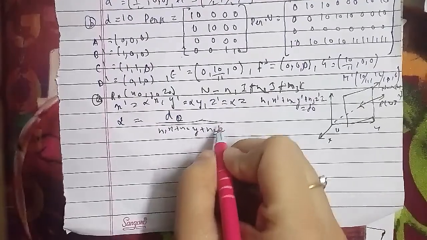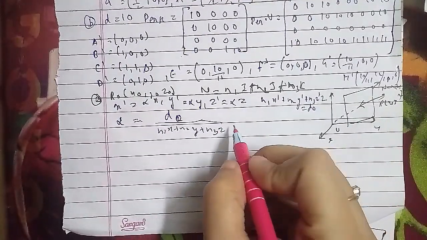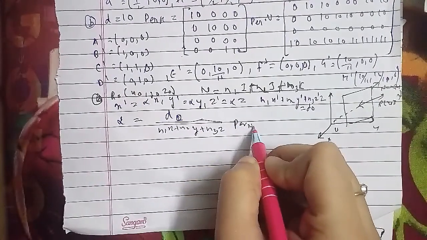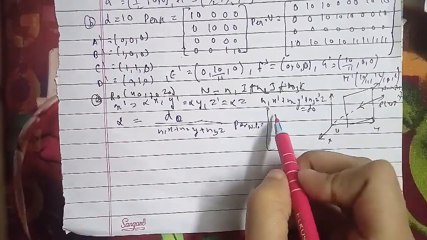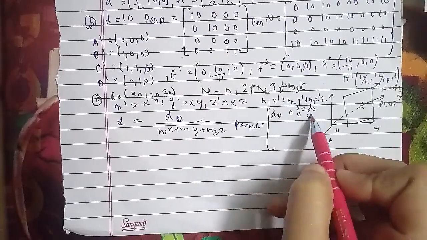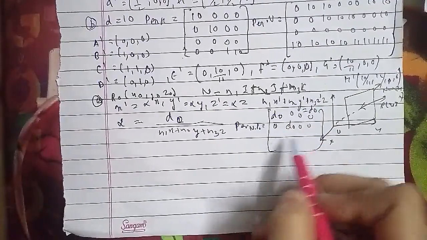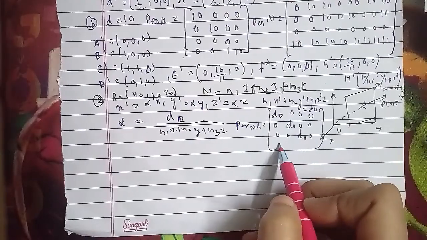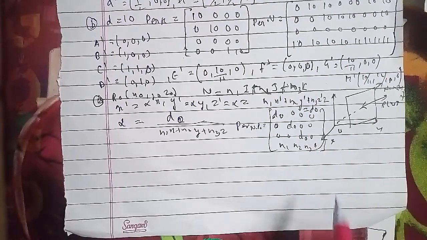And the projection transformation can be written in matrix form as follows: d naught 0 0 0, 0 d naught 0 0, 0 0 d naught 0, and n1 n2 n3 and 0. So this has been represented here.